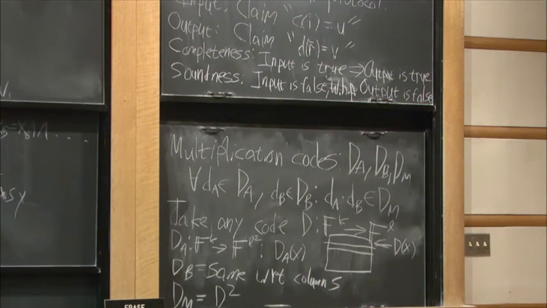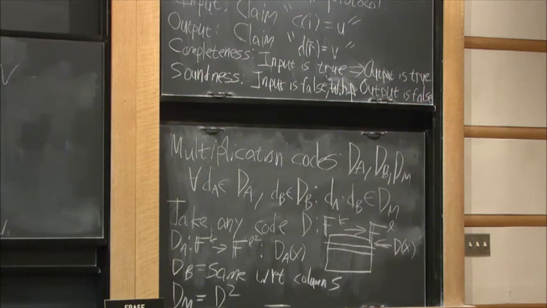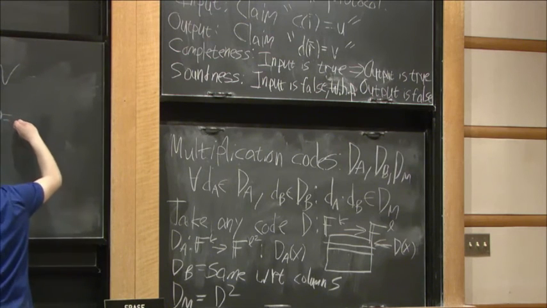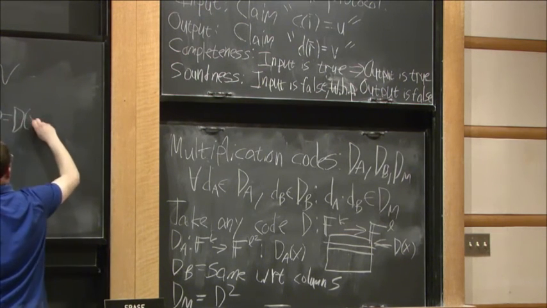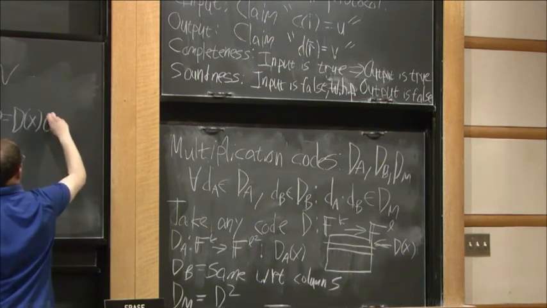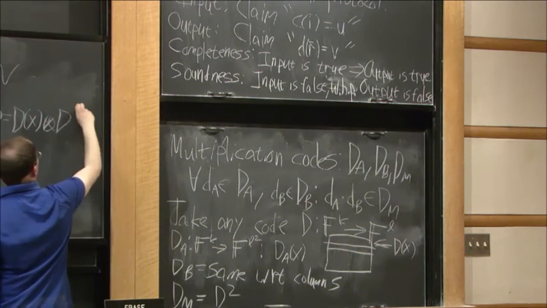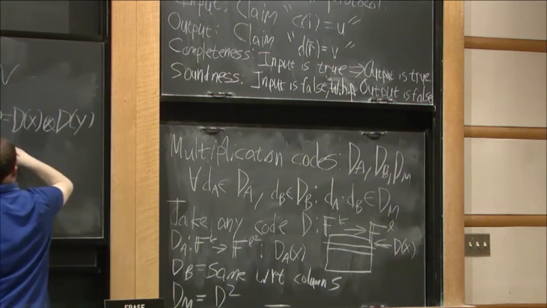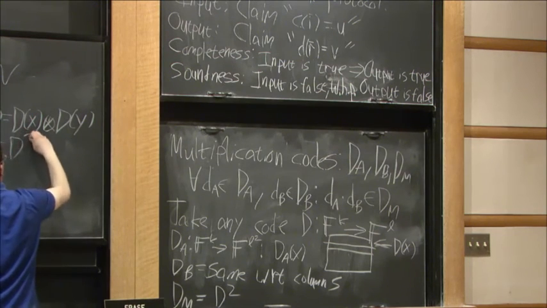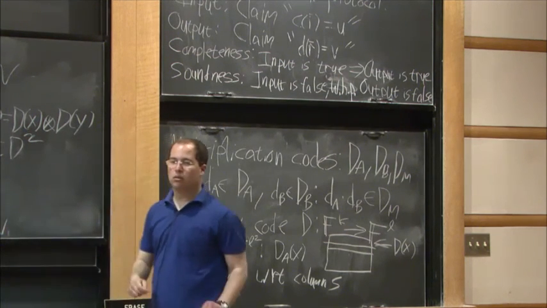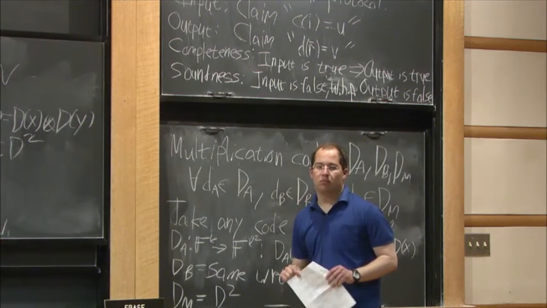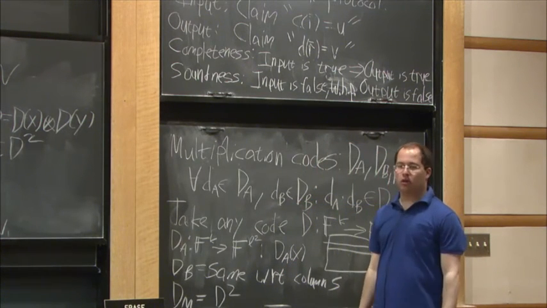Well, the point is that we have the following: dA of x times dB of y is exactly d of x tensor product d of y, which belongs to d squared. And this is our construction.